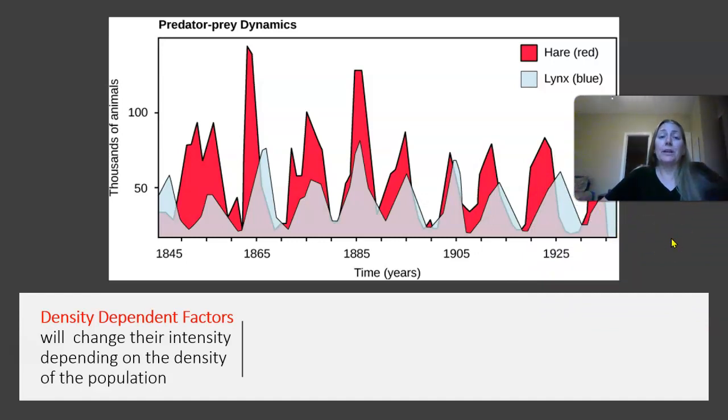Other things that affect population growth, you've got density dependent factors and density independent factors. Density dependent factors, like it says here, are going to be felt more when the population is larger. Or like I have in the PowerPoint, their intensity will vary based on the density of the population. The bigger the population, the bigger the impact.